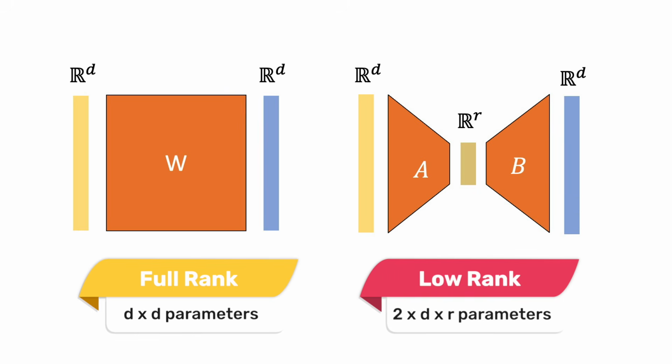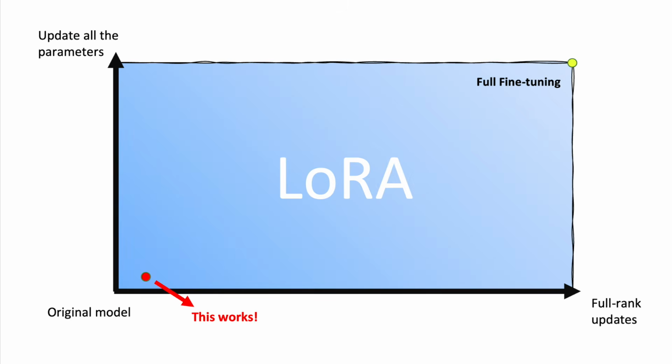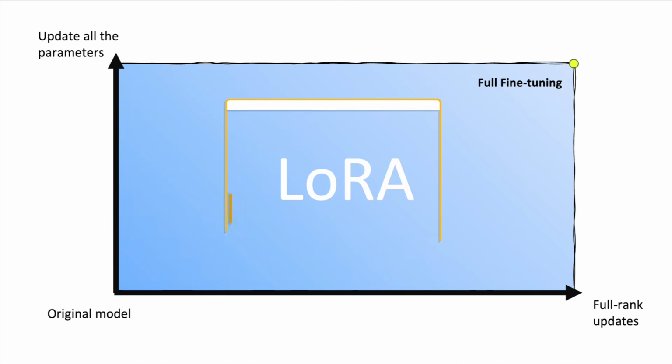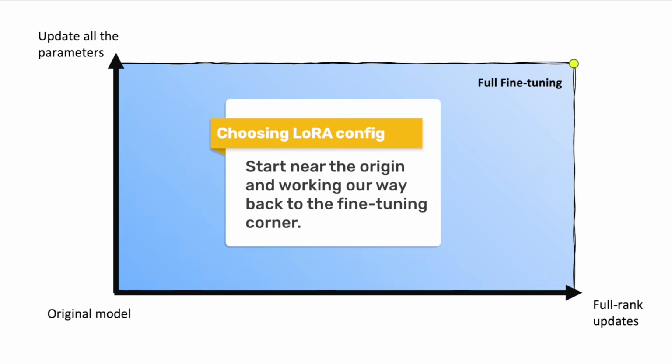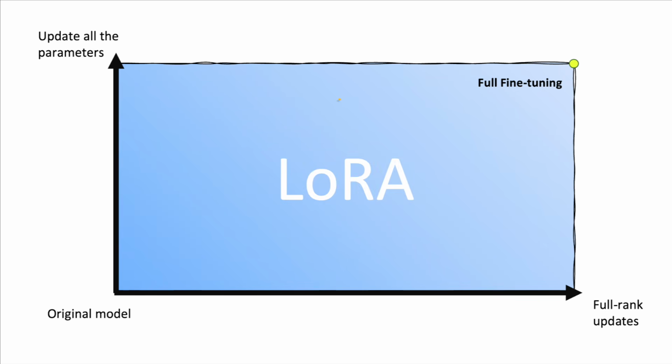Now back to the 2D plane we talked about. The surprising result of the LoRA paper is that a point near the origin can perform just as well as full fine-tuning all the way in the corner. Once we see LoRA as a generalization of full fine-tuning, we can easily answer some commonly asked questions for using LoRA, such as how to choose the rank r or when to use full fine-tuning. Since full fine-tuning is a special case of LoRA, and we know that full fine-tuning works, we can start with a point near the origin and work our way back to the corner. At some point, this has to work, and more likely than not, what ended up working will be near the origin. Otherwise, just give up and do full fine-tuning.